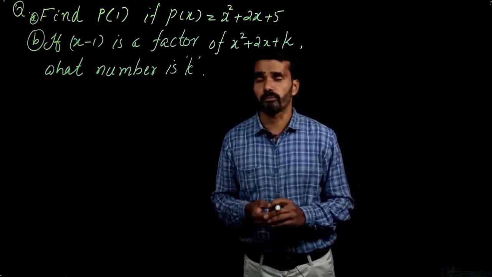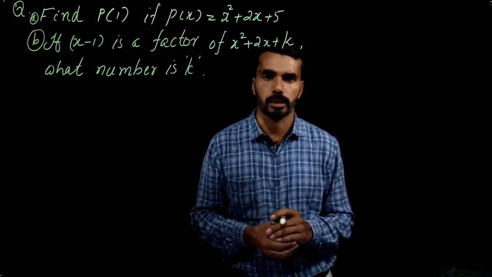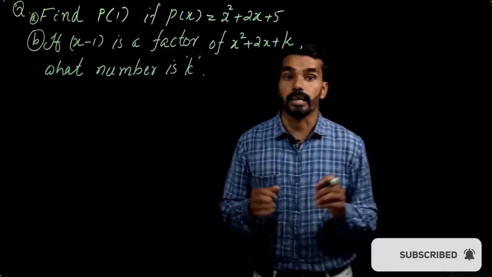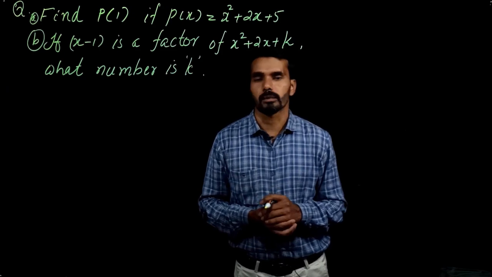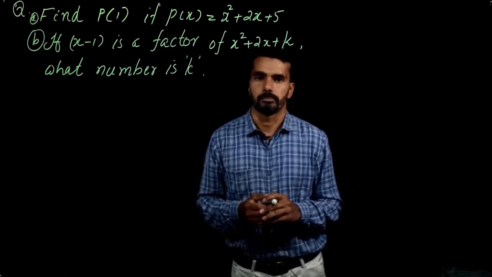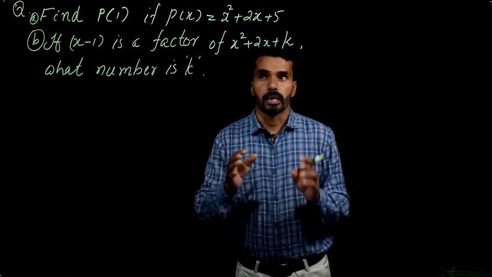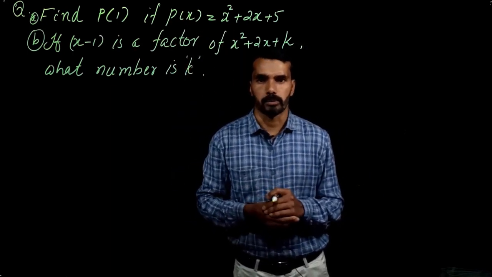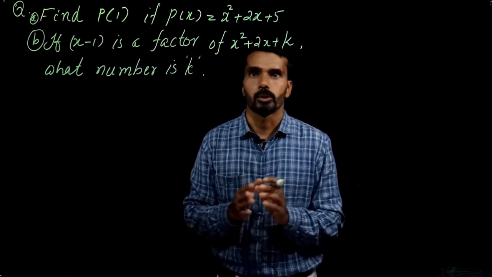Second question, if x minus 1 is a factor of x square plus 2x plus k, what number is k? 2019 ചോദിച്ച ഒരു ക്വസ്റ്റ്യൻ ആണിത്. 2 മാർക്ക് സെക്ഷനിൽ വരുന്ന ഒരു ക്വസ്റ്റ്യൻ. p of 1 വളരെ സിമ്പിൾ ആയിട്ടുള്ള ഒരു ക്വസ്റ്റ്യൻ ആണ്. If p of x is equal to x square plus 2x plus 5. So here given that p of x is x square plus 2x plus 5.